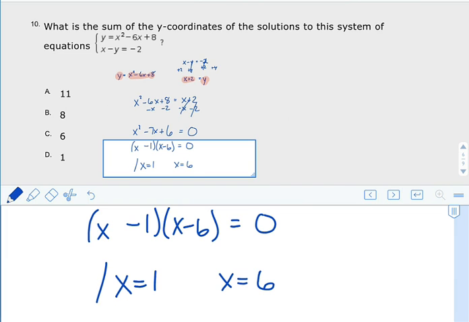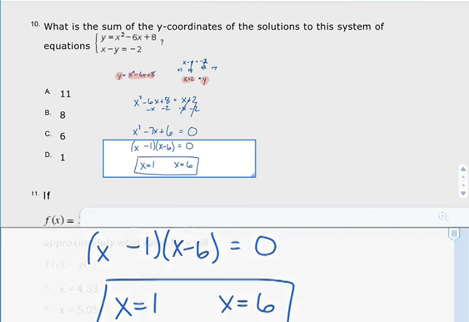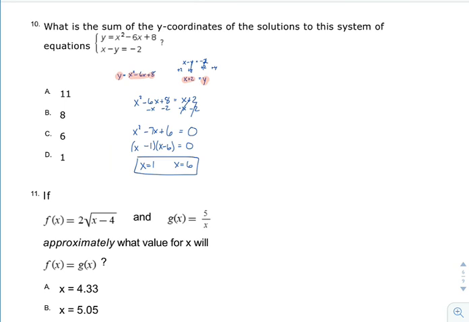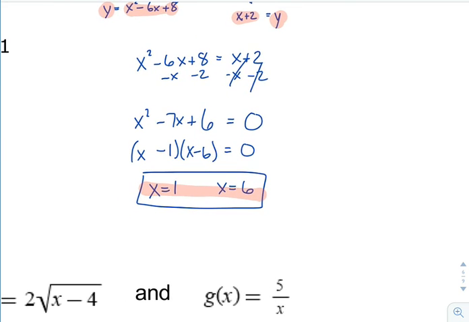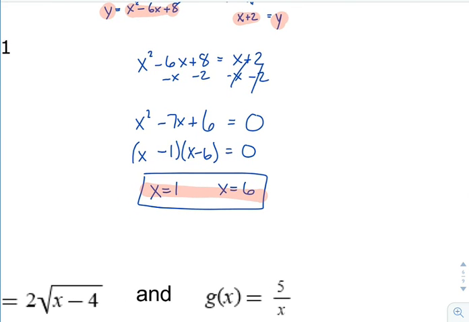Those are the solutions. But wait. The question is asking, what is the sum of the y coordinates? Okay, these are just the x coordinates that we found. So to find the y coordinates, you just plug them into one of the ones we solved up here, where we made y equal by itself. I'm going to pick that one, seems easier to do.